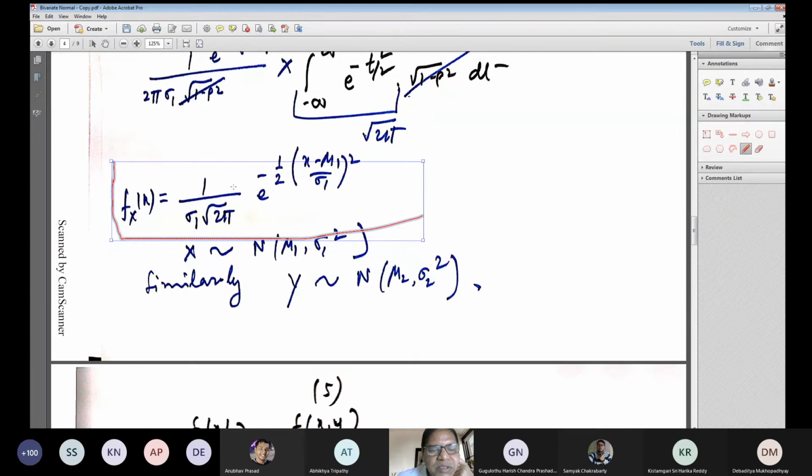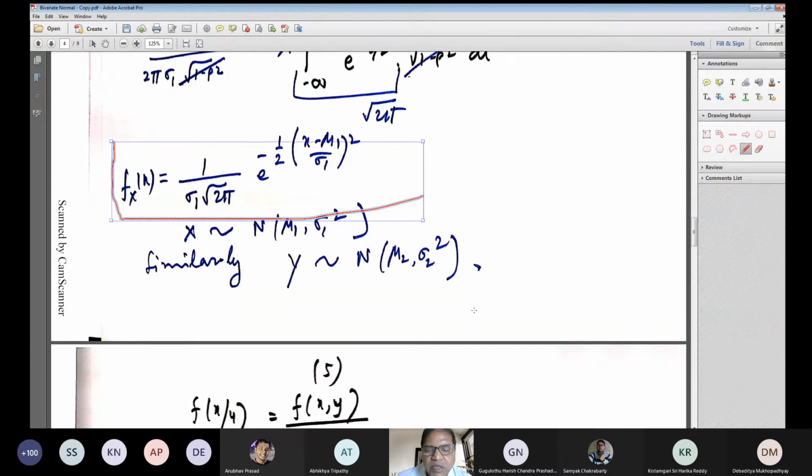So from here, as you can see, the marginal of x is normal distribution with mean mu1 and sigma 1 square. Similarly, one can derive the results for y, and that will also be normal, mu2 sigma 2 square. So from the joint density function of the bivariate normal, the marginal density functions of x and y are both normal with respective mean and respective variance. So this is one of the results.